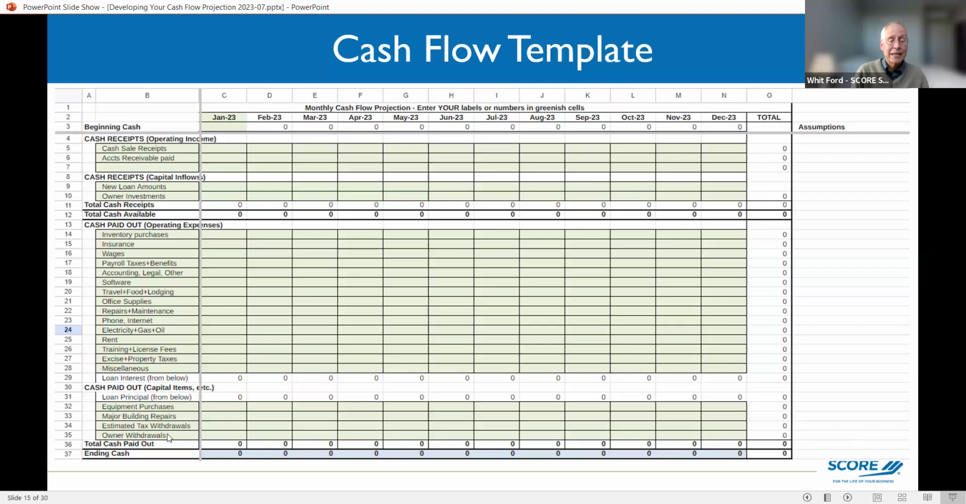And then lastly, cash paid out for capital items, including loan principal from the loan sheet below, but also equipment purchases, building repairs, withdrawals you make as the owner to pay estimated taxes, assuming you're an LLC or a partnership, and any other owner draws you take to pay yourself if you're not paying yourself as payroll. And after all of that, you end up with this blue line at the bottom, which is the total cash that's come in minus all the cash that you paid out. And then you combine that with your beginning cash, and that provides you your ending cash balance.